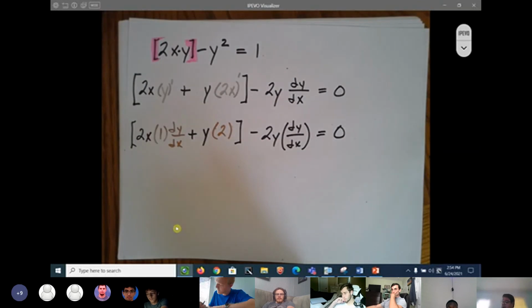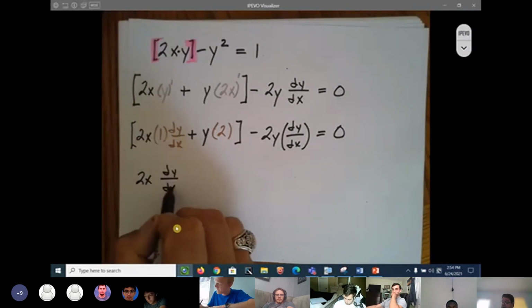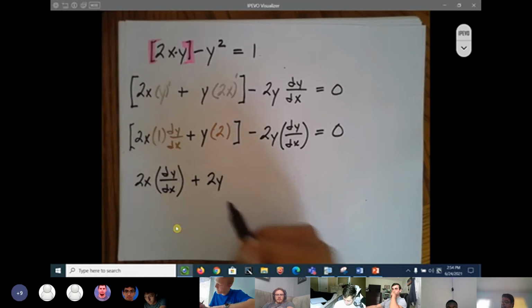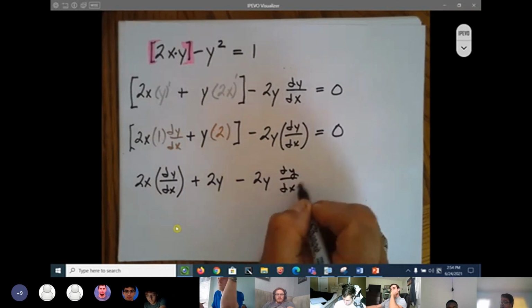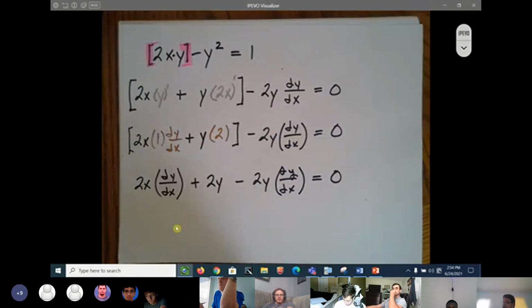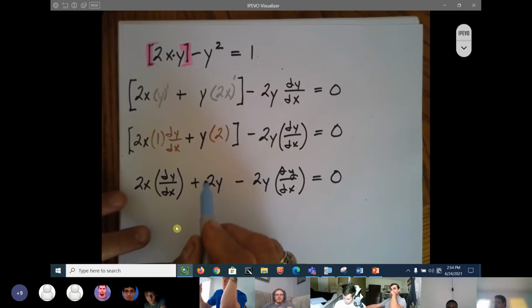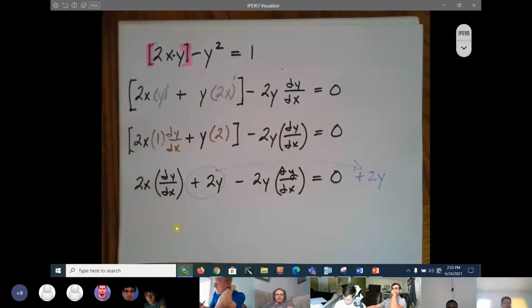And now we can start writing all in black. That's going to be 2x dy dx plus 2y minus 2y dy dx equals 0. The only thing I can take over to the other side is what? What's the only term that I can take over to the other side? 2y. 2y I can take over to the other side. And then I got to factor out dy dx.